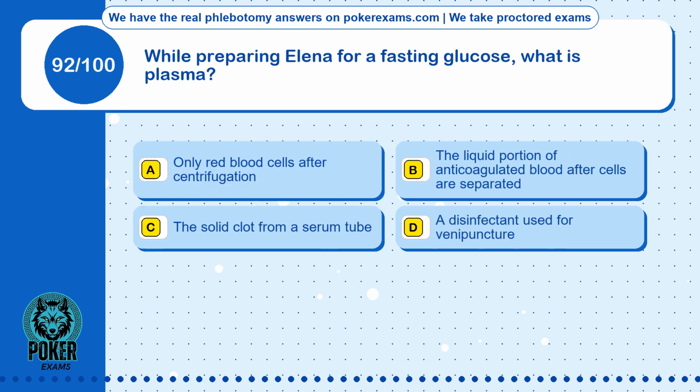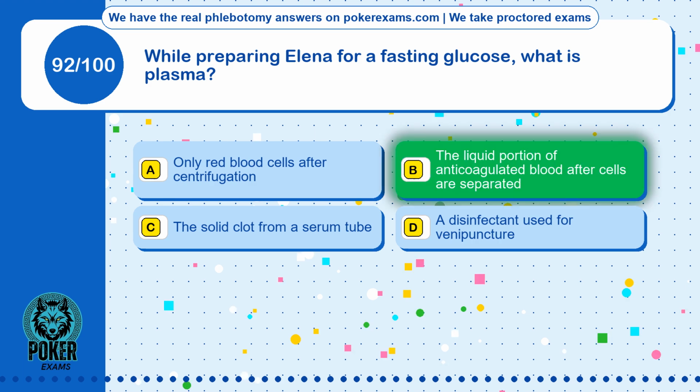Question 92. While preparing Elena for a fasting glucose, what is plasma? Option A. Only red blood cells after centrifugation. Option B. The liquid portion of anticoagulated blood after cells are separated. Option C. The solid clot from a serum tube. Option D. A disinfectant used for venipuncture.